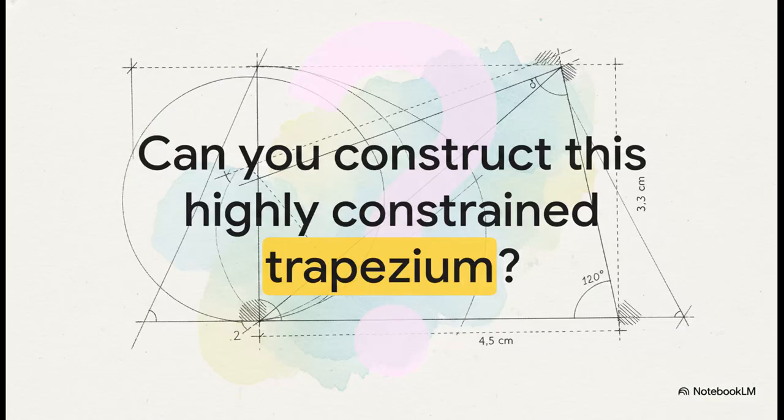And on that note, I'm going to leave you with this provocative higher-order thinking puzzle straight from the source text. How would you begin to draft this highly constrained trapezium using only your ruler and compass? You know the height between the parallels is 3.3 centimeters, the base is 4.5, one angle is exactly 120 degrees, and the other is definitively obtuse. Think about the invisible structural lines, the perpendiculars, and the logical flow required to build this completely from scratch. What is your very first compass swing going to be?